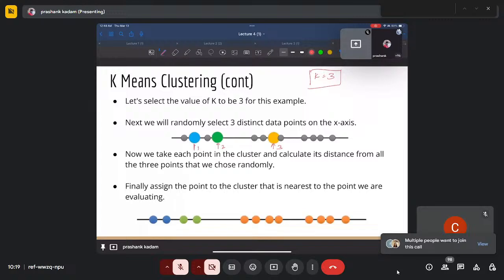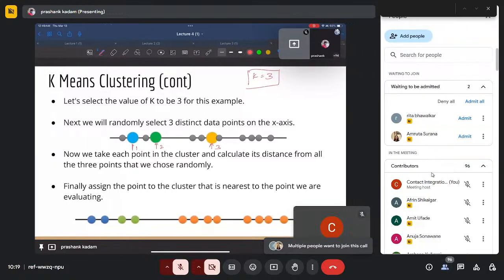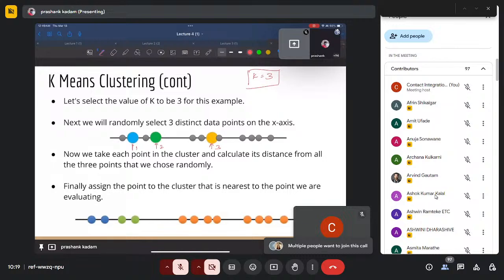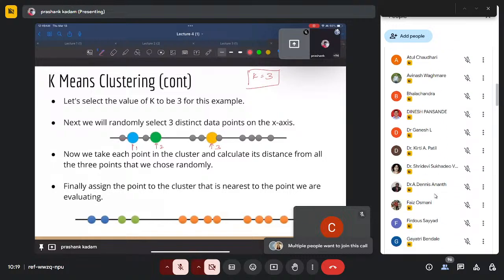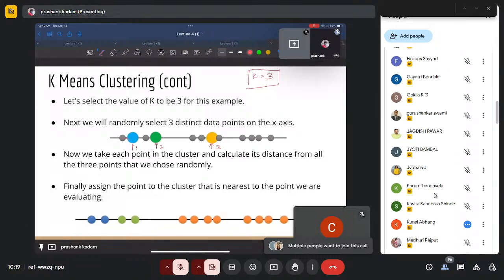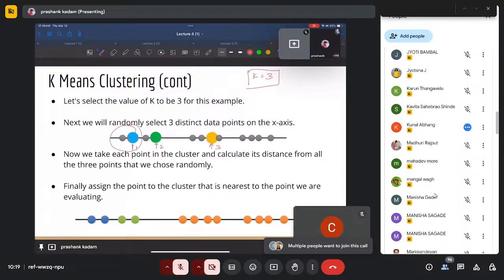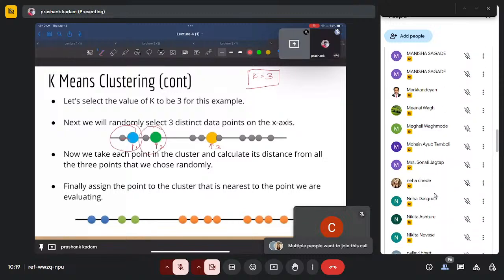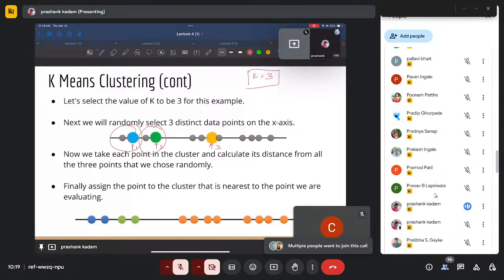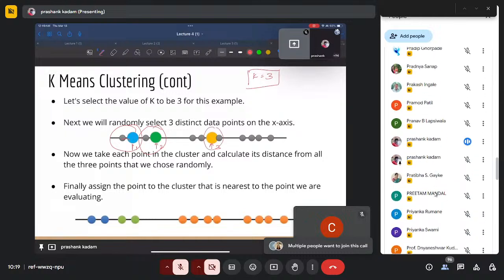Now we take each point in the cluster, right? Basically, for each point in the data set, we will calculate the distance between these random points and that other data point. The point that is nearest to 1 will be classified under this class. The point that is nearest to 2 will be classified under that class, right? The point which is nearest to 3 will be classified under that class.